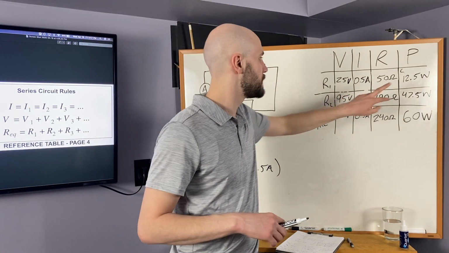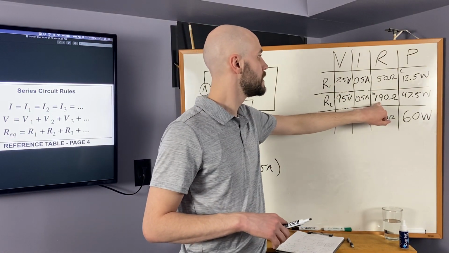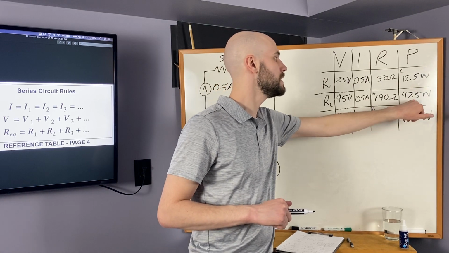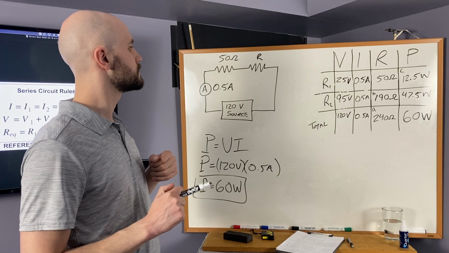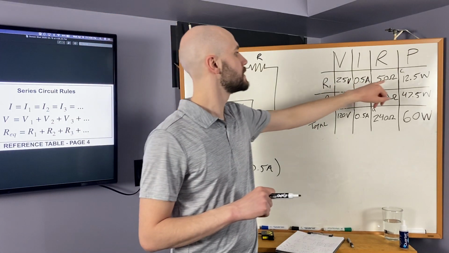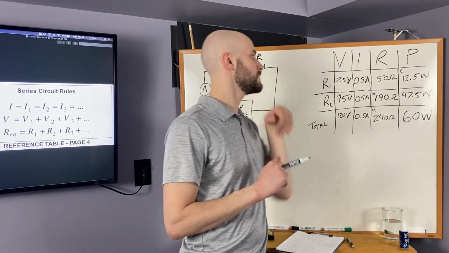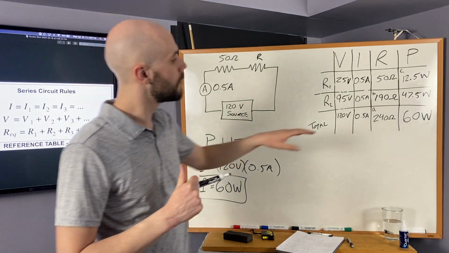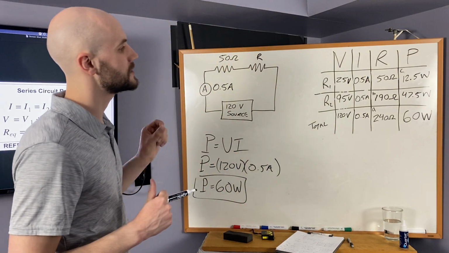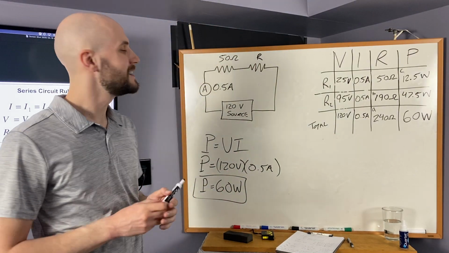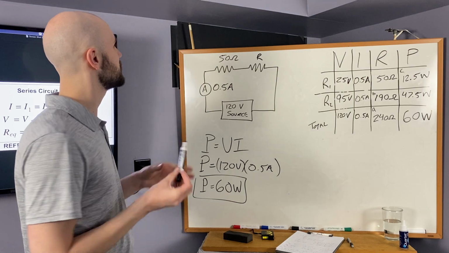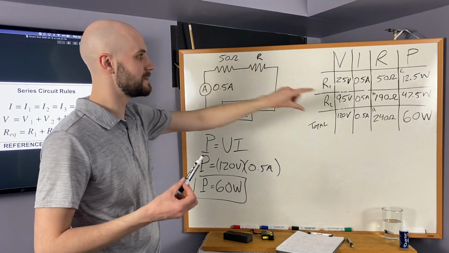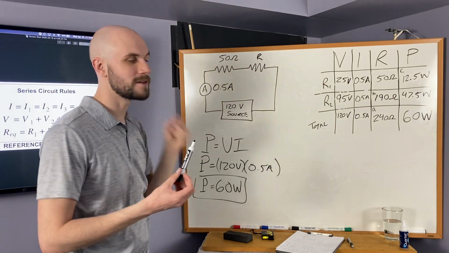Notice the power dissipated by each one of these resistors. The power dissipated by the 190 ohm resistor is 47.5 watts, where the power dissipated by the 50 ohm is only 12.5 watts. By dissipating more power, that resistor will actually get hotter than the other resistor. Something I wish I could show you guys, if you set this up in your circuit, you could touch each one of these resistors and you will feel that this resistor, because it's dissipating more power, is warmer than the other resistor.